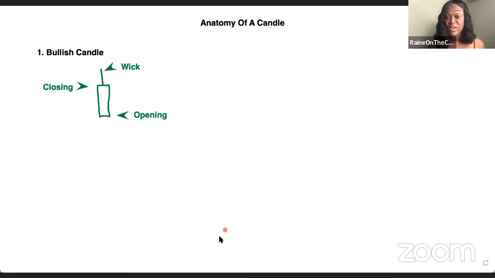Yes. Okay, awesome. All right. So if you need to take a picture of this, go ahead and take a picture of that. I am going to do the bearish candle next.